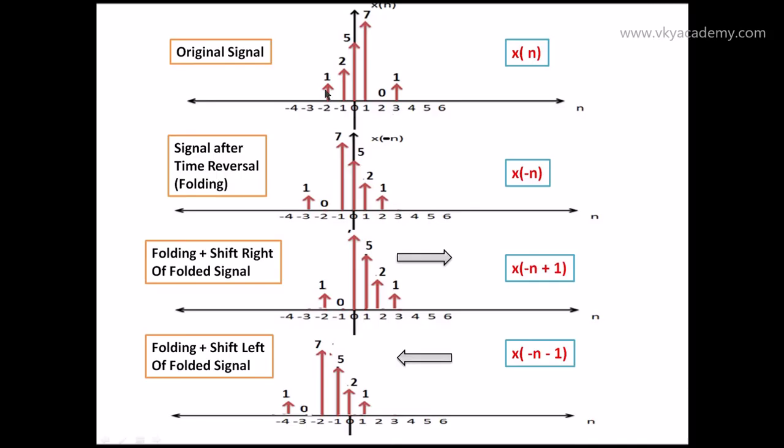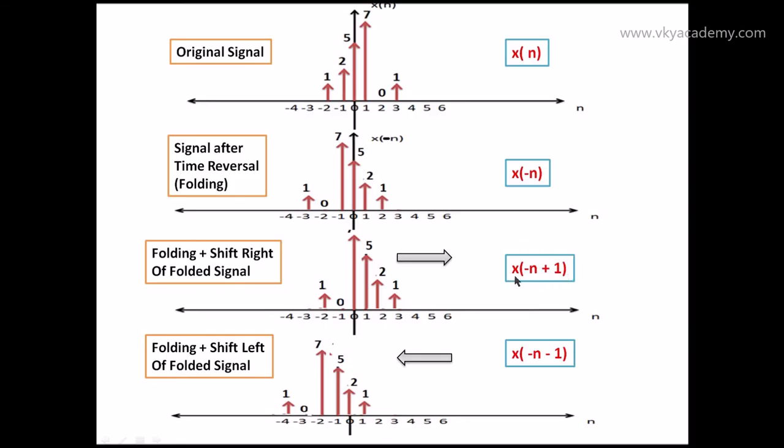At minus 2 the amplitude is 1. At minus 1 it is 2. At 0 it is 5. At 1 it is 7. At 2 it is 0 and at 3 it is 1. So basically the same set of samples we have taken, which we discussed earlier during the folding operation. Now perform the folding operation. Now the signal after time reversal will look like this. We discussed already. Now next is folding plus shift right of folded signal.